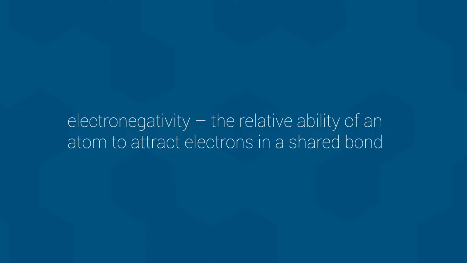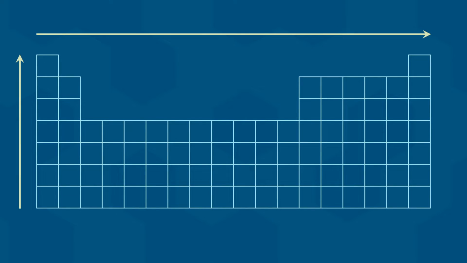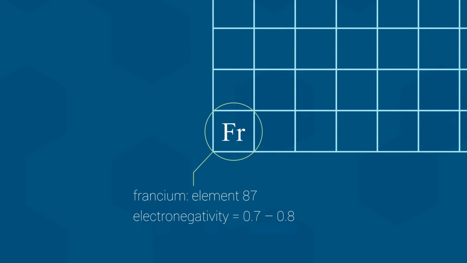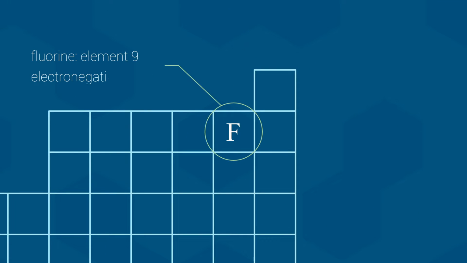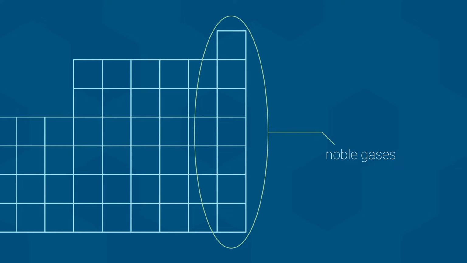Now, when we say relative, what we mean is that electronegativity is a qualitative parameter that is used to compare any two atoms. In terms of trends, electronegativity varies across elements, increasing as we move up the periodic table and to the right. Each element in the periodic table is assigned a relative electronegativity number that ranges from francium in the lower left of the table, with an electronegativity value somewhere between 0.7 and 0.8, to fluorine in the top right, with an approximate electronegativity value of 4, the highest of all the elements. Note that the noble gases are not assigned electronegativity values because they usually do not form bonds.